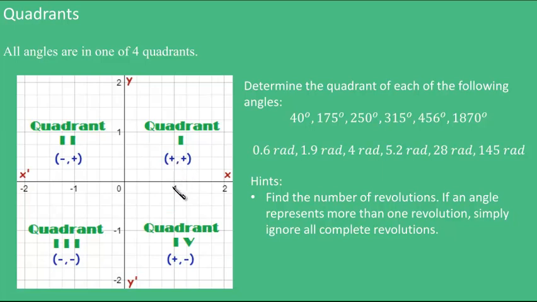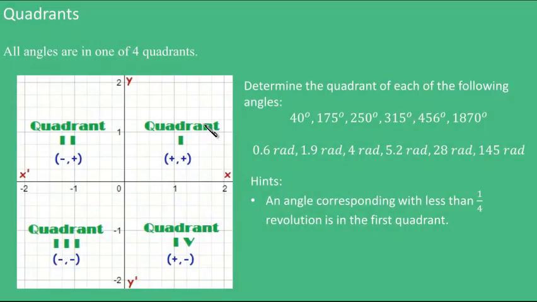So if it represents more than 1 revolution, simply ignore the whole number of revolutions. So for example, if an angle represents, let's say, 2.6 revolutions, well then that's the same as 0.6 of a revolution. 5.7 revolutions, I mean, then that's the same as what? 0.7 revolutions. Because every revolution brings you back to 0. So that's 1 revolution, 2 revolutions, 3 revolutions, 4 revolutions, 5 revolutions, and so on.